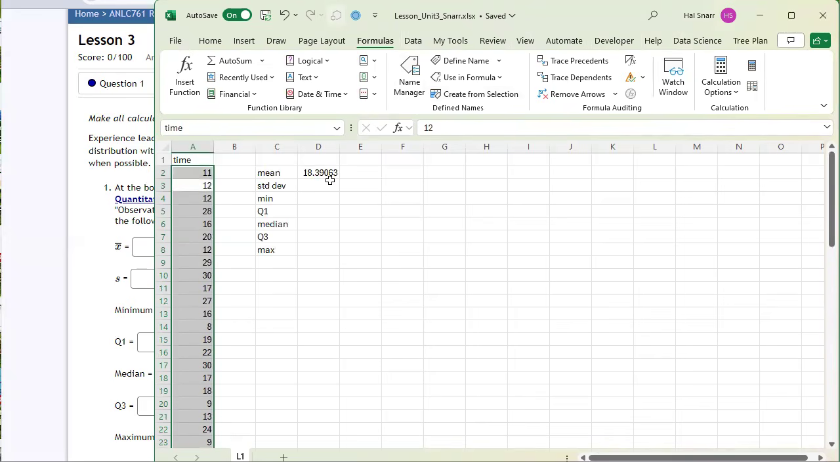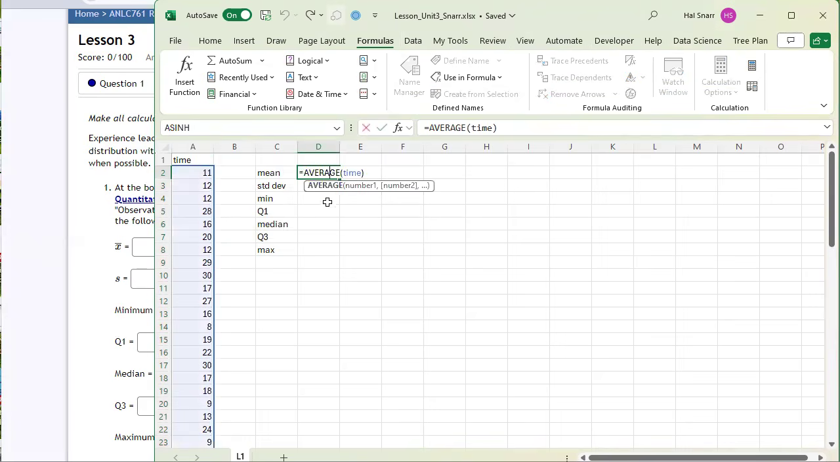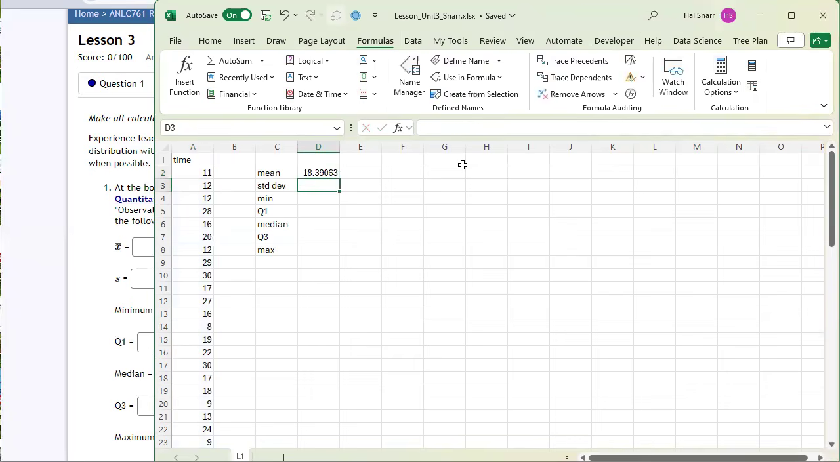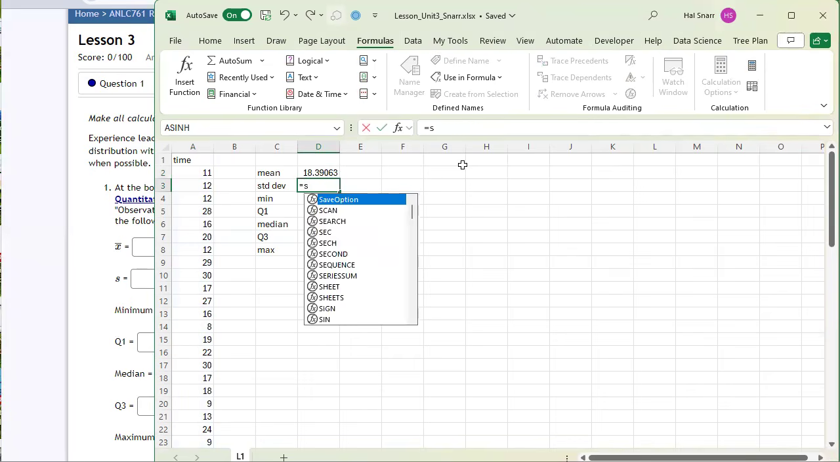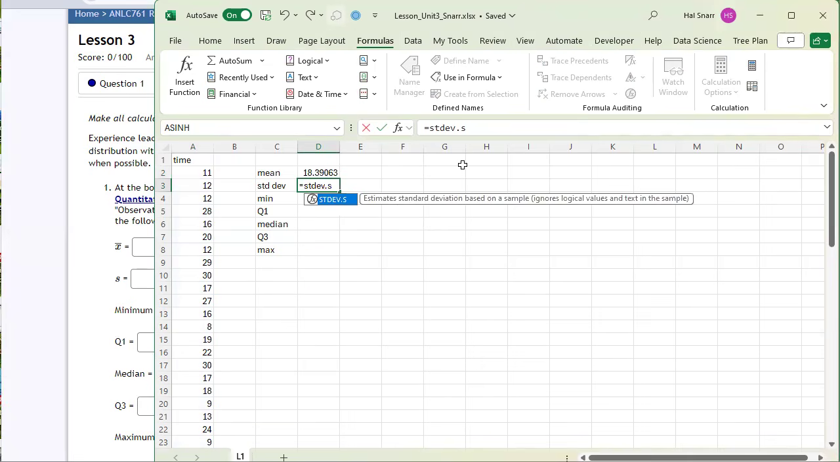So now when I double click on D2, =AVERAGE(time), right? And time is this blue box. Okay, so that blue box is an Excel object. It's a collection of cells named time. I'm going to use that named set of cells to calculate the standard deviation, STDEV.S.